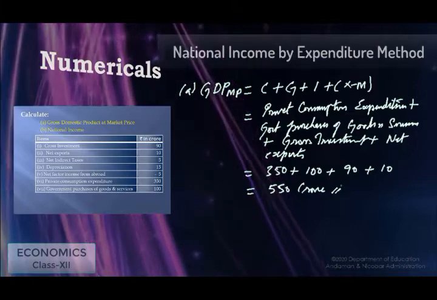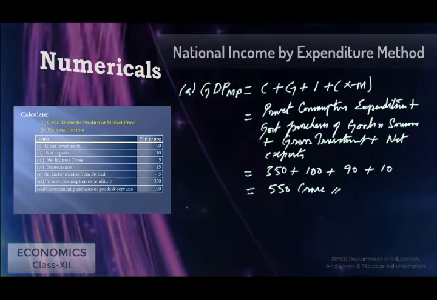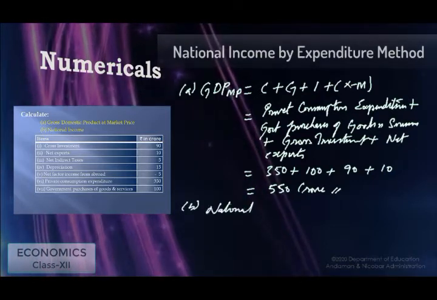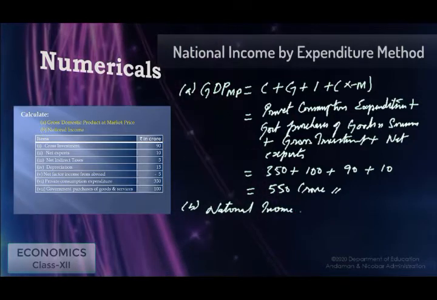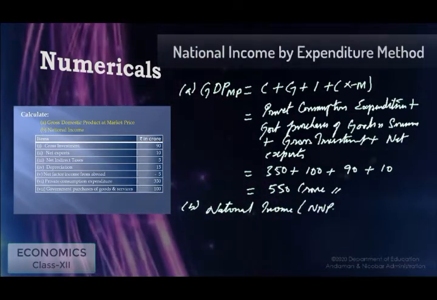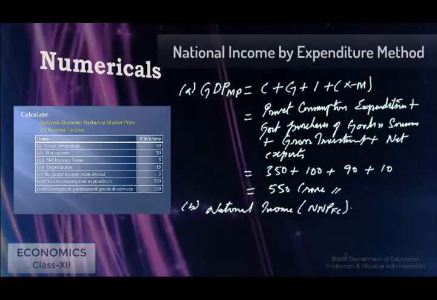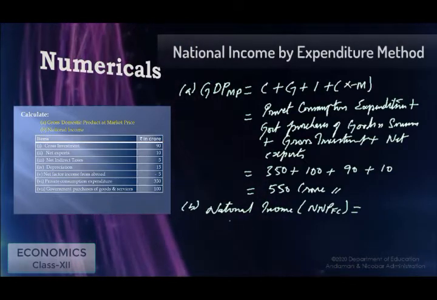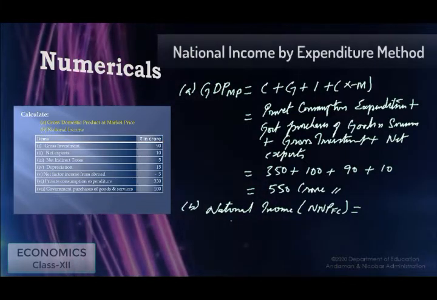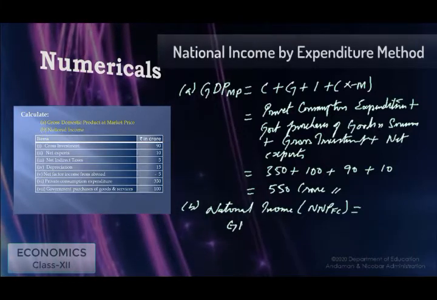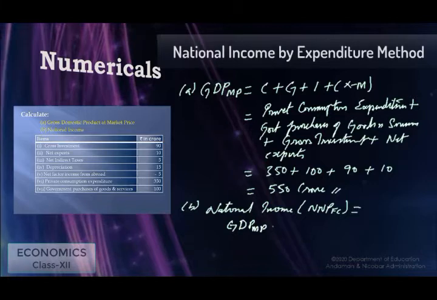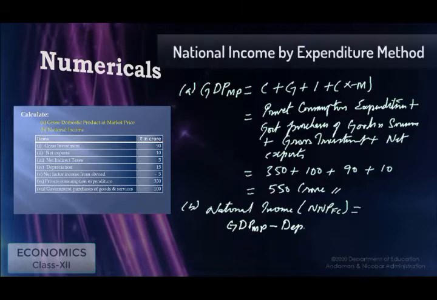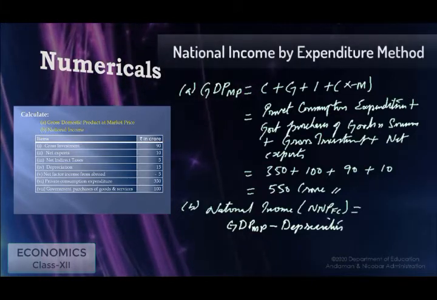And after finding the value of GDP at market price, the next thing is what? We need to find the value of national income. So the national income can be said to be the value of NNP at factor cost. So how can we find the value of NNP at factor cost? We know that we can get the value of NNP at factor cost from the GDP at market price. From GDP at market price we will subtract the value of depreciation, so that the value of gross can be converted into net value.